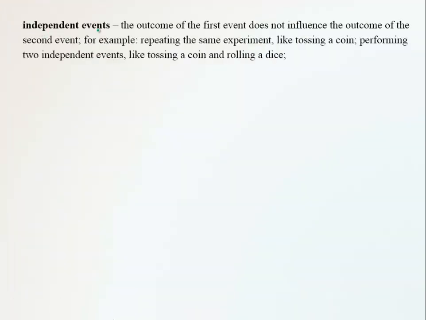What are independent events? Independent events are such that the outcome of the first event does not influence the outcome of the second event. For example, if we repeat the same experiment, like tossing a coin, or performing 2 independent events, like tossing a coin and rolling a dice, the outcome of tossing a coin, for example head or tail, doesn't influence the outcome of rolling a dice, and vice versa. So these 2 events are independent.